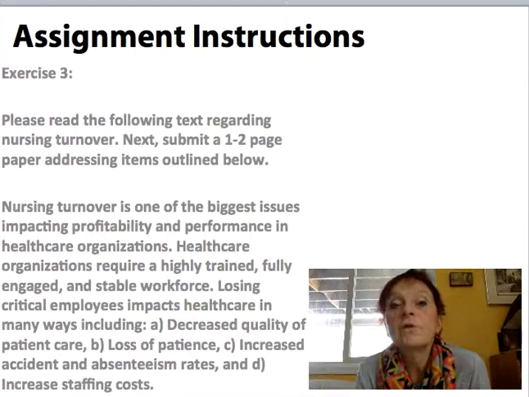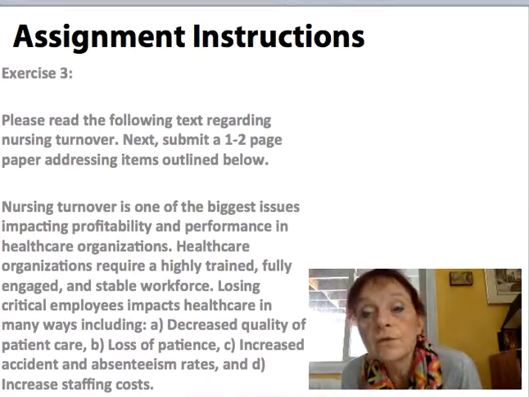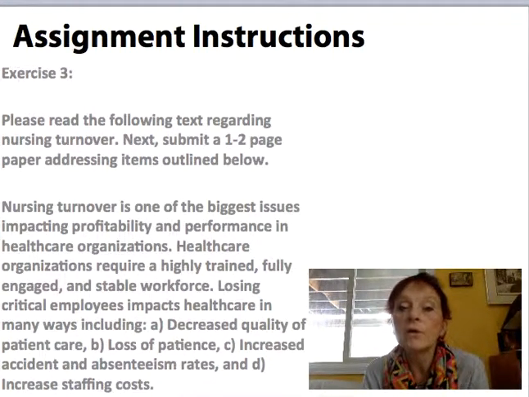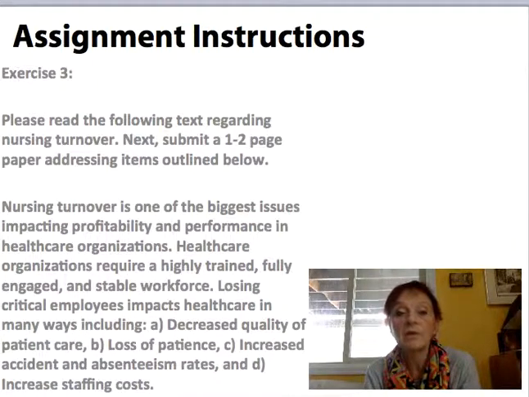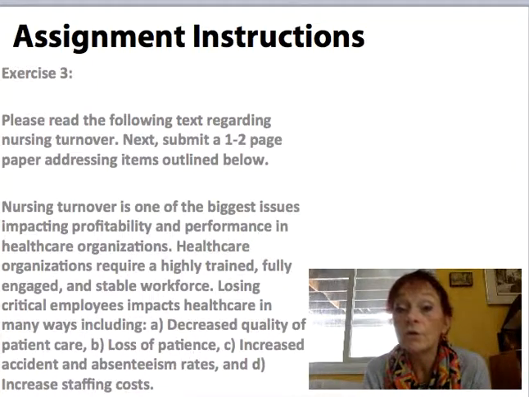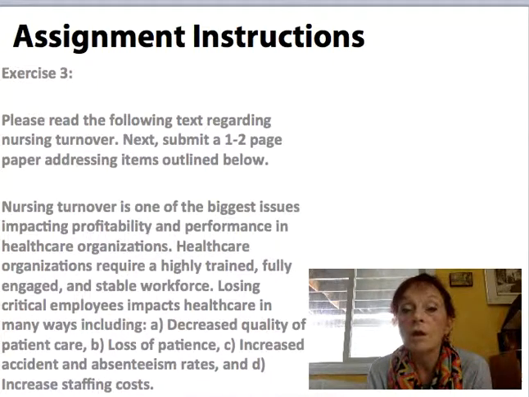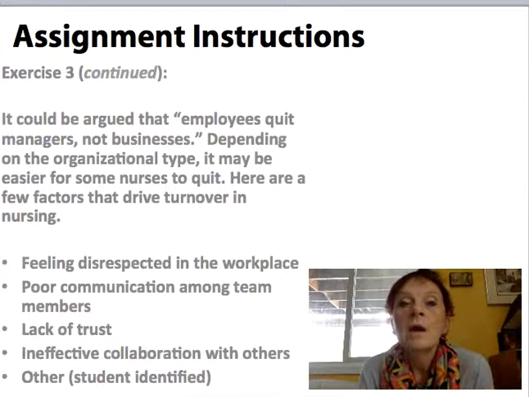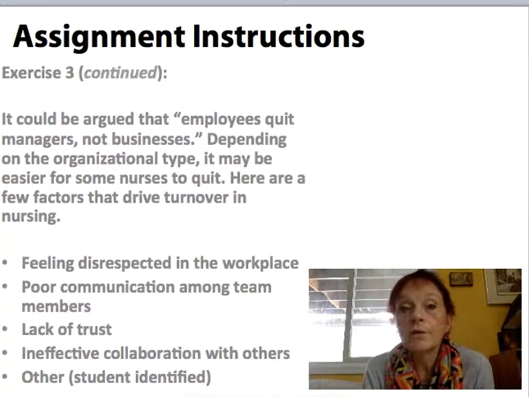So here's the text. Nursing turnover is one of the biggest issues impacting profitability and performance in healthcare organizations. Healthcare organizations require a highly trained, fully engaged, and stable workforce. Losing critical employees impacts healthcare in many ways, including decreased quality of patient care, loss of patients, increased accident and absentee rates, and increased staffing costs. So it could be argued that employees quit managers, not businesses.